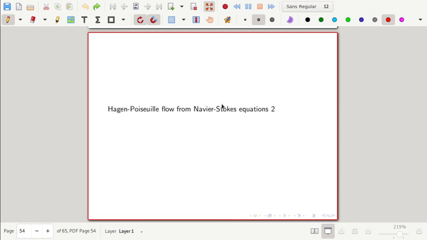The second solution of Hagen-Poiseuille type flow is for flow between two infinite plates. If you remember the last solution of the Hagen-Poiseuille that we showed for the cylindrical tube, now it's for an idealized flow between two infinite plates.